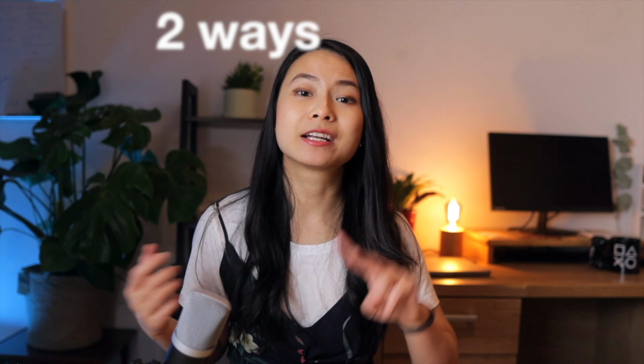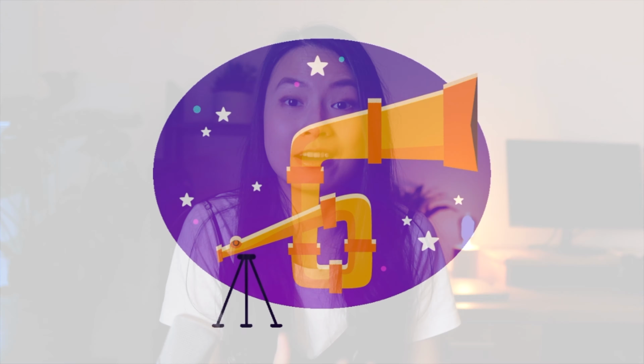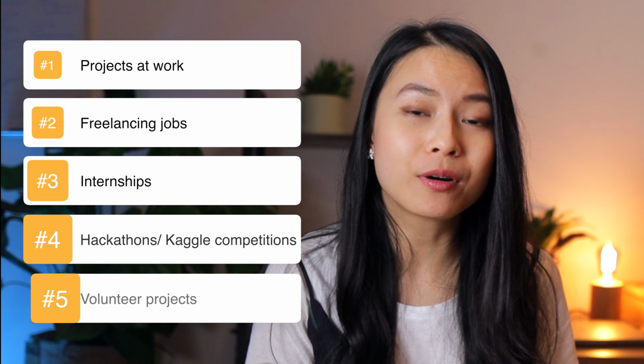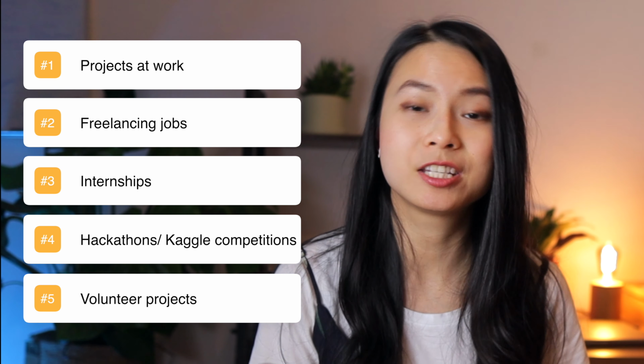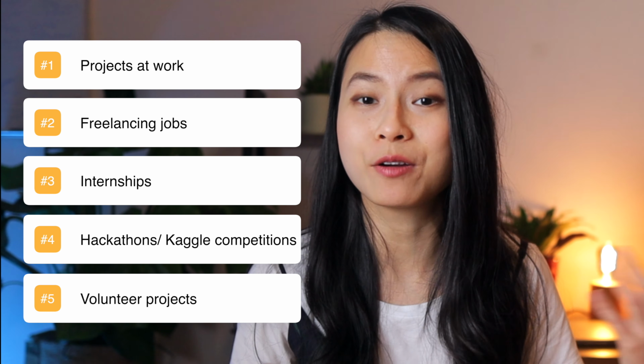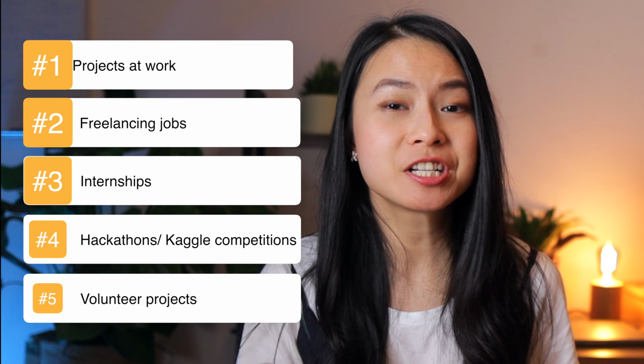Broadly speaking, there are two ways of going about getting a data project. The first way is to look outside, so you look for projects that are already out there. For example, you might find projects at your work if you're already working, or you might find freelancing jobs where your clients just tell you what they want to do, or you might find an internship or a hackathon or a Kaggle competition and so on.